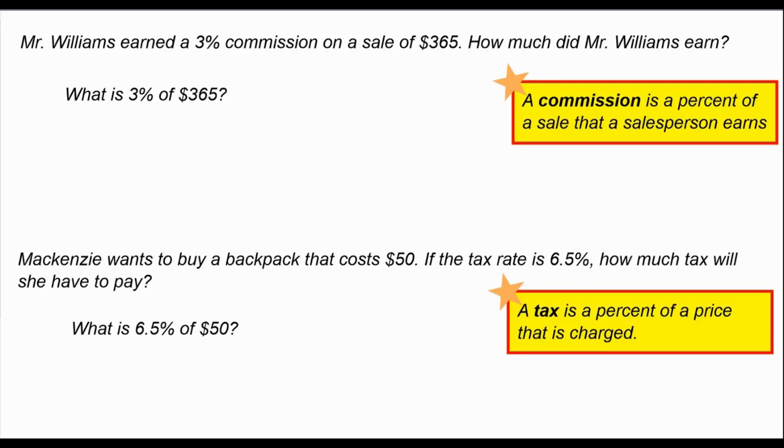So what does this look like in real world problems? Mr. Williams earned 3% commission on a sale of $365. How much did Mr. Williams earn? So something you might not know is what a commission is, and a commission is a percent of a sale that a salesperson earns. So when Mr. Williams sells $365 worth of goods, he gets to keep 3% of that as his wages. So we want to know, what is 3% of 365?